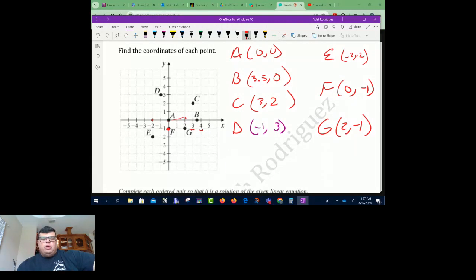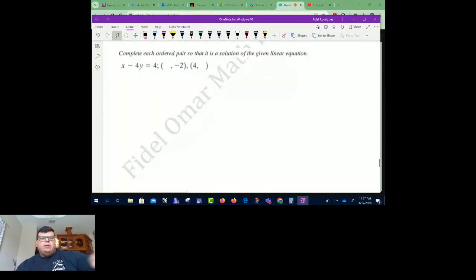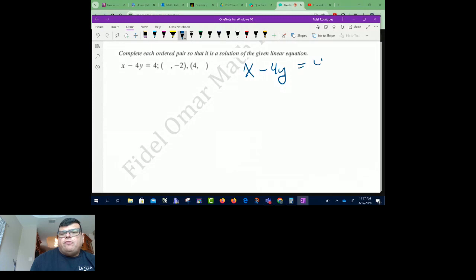Y'all, I'm going to do one more problem here. Okay. And it says complete each ordered pair so that it's a solution of the given linear equation. Okay, so let me explain the process that I'm going to do here, y'all. We got an equation, x minus 4y is equal to 4. The point that I have, y'all, is blank and -2. Y'all, remember, every point is always in the form x and y.